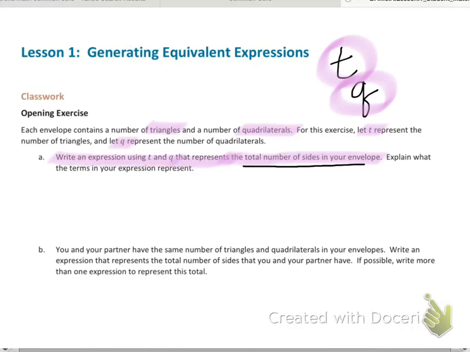Now we don't know how many triangles or quadrilaterals are in there, and that's the point. We want to write an expression using T and Q that represents the total number of sides in your envelope, and then explain what the terms in your expression represent. Maybe you have some idea of this right now. I'd like you to pause and do this on your own first, then come back and we'll do this together.